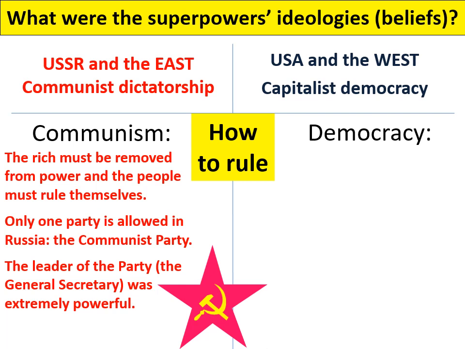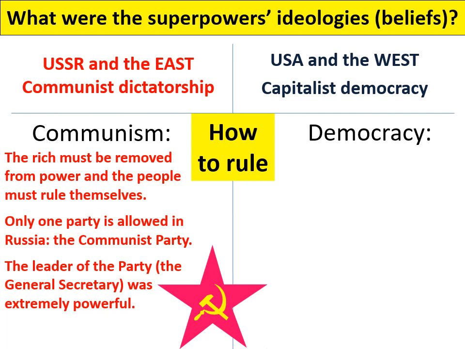Now you can see the symbol for communism at the bottom of the screen. It is a hammer and a sickle. A hammer to represent the factory workers and a sickle to represent the agricultural or farming workers, a sickle being used to cut down crops. So a communist thinks that the people must rule themselves, but obviously in a country of 180 million people, you need some people to help lead the people, and that would be the Communist Party. In a communist country, only the Communist Party is allowed.